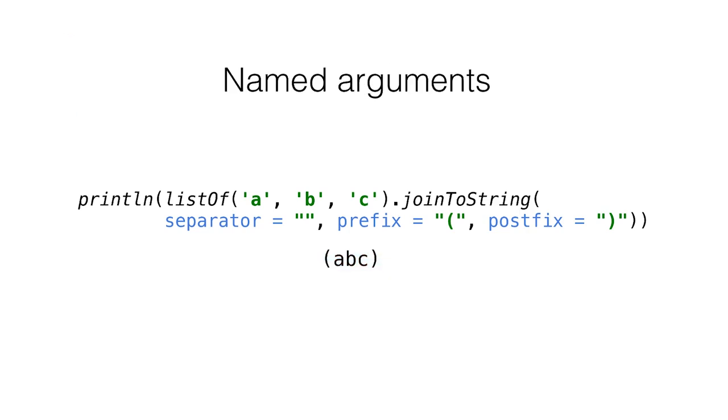You can specify the names of the arguments directly in the code. That often makes the invocation more readable. It's easier to understand what the arguments are supposed to do, especially for arguments of basic types such as int, boolean, or string.